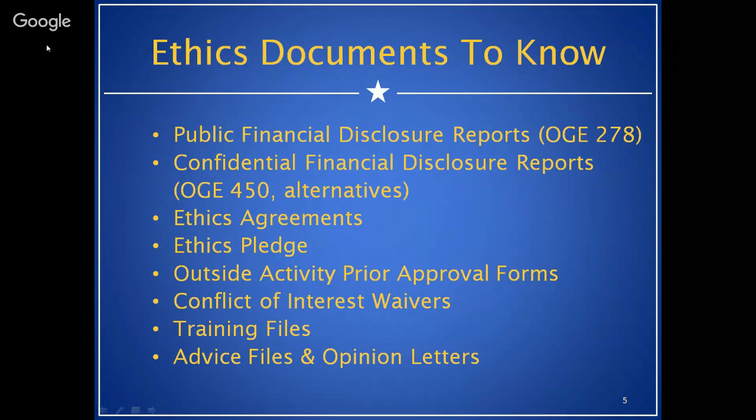And agency ethics officials actually can be more helpful in helping IGs locate the majority of ethics documents that are out there. Now, the ethics officials at your agency, as well as OGE, can help you understand the documents, the context in which they're used, and what information should or should not be on those documents. Now, there are a lot of documents that we're going to go through fairly quickly today. We have the public financial disclosure reports, the confidential ones, ethics agreements, the ethics pledge, outside activity prior approval forms, conflict of interest waivers, training files, and advice files and opinion letters.